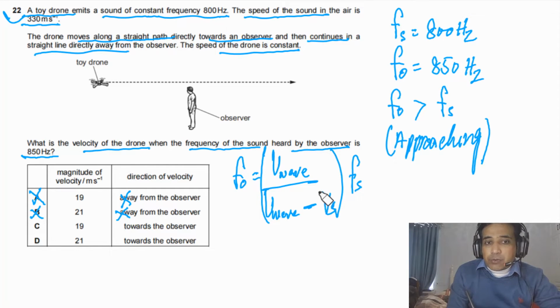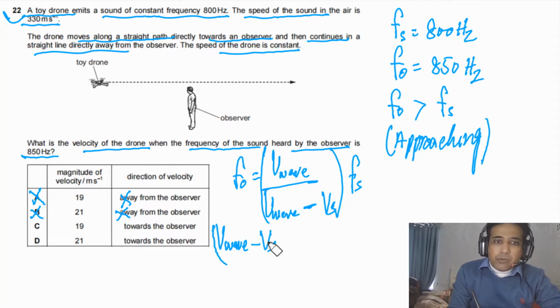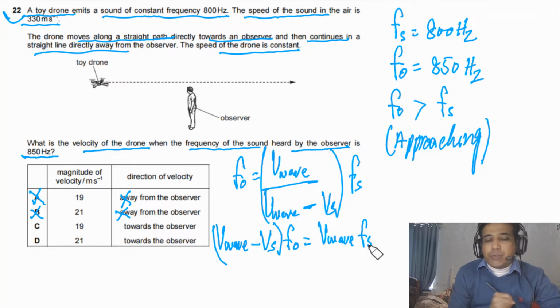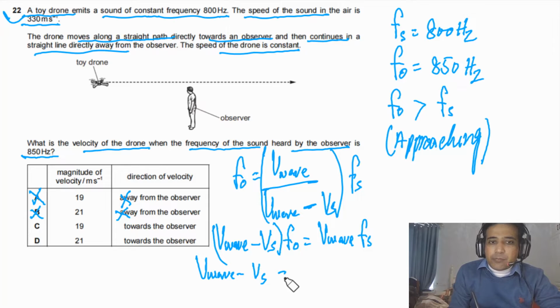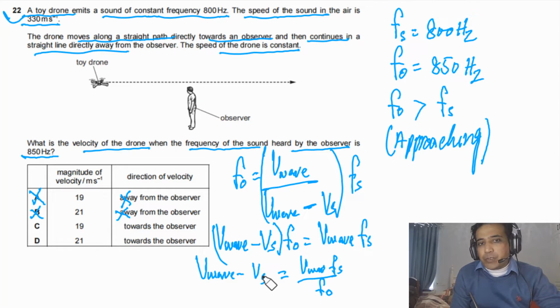For this question, we need to find out the speed of the source. So if we cross multiply, we will get the speed of the wave minus the speed of the source, times the observed frequency. This will be equal to the speed of the wave times the frequency of the source. We need to find out, in this case, Vs. So we can further rearrange. We can write down the speed of the wave minus the speed of the source. This will be equal to the speed of the wave times Fs divided by F naught. We need to find out Vs.